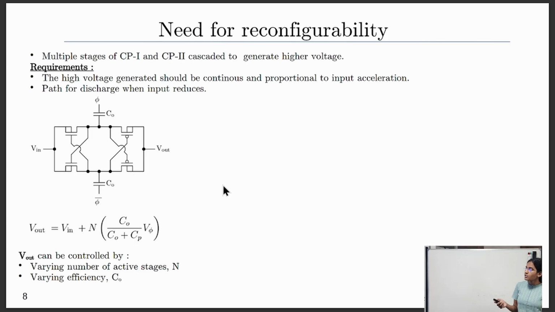So these are the things that we should note while we are designing. The output voltage is governed by the equation Vout. Vin is the input voltage, N is the number of stages that we cascade, C0 is the capacitor that is coupled with the clock, Cp is the parasitic capacitance at the intermediate node, and Vφ is the voltage of the clock signal. So to control the output voltage generated, we can either vary the number of active stages, or we can vary the ratio C0 by C0 plus Cp.